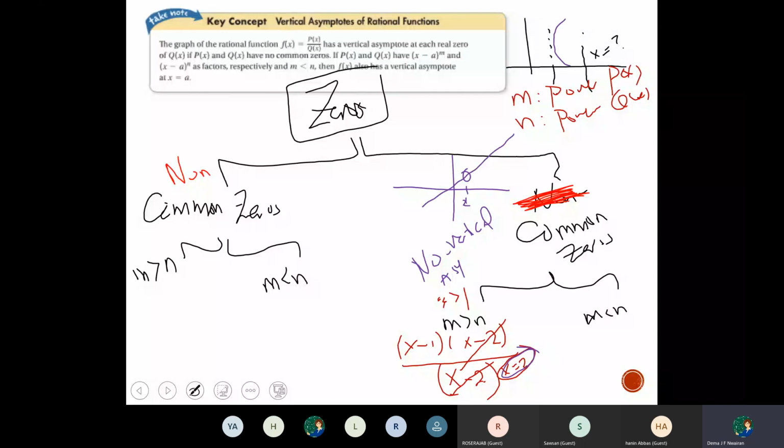Now, what about m less than n? As an example, x minus 2 over x minus 1 times x minus 2. Is there a common zeros here? Yes. They are x minus 2. So I will say now here that the vertical asymptote is at x equal to 1.